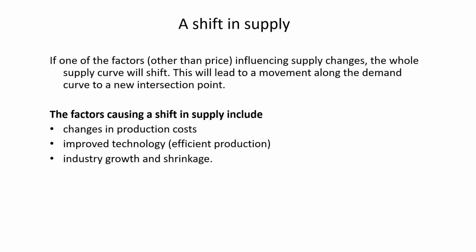And lastly, industry growth or shrinkage. Here, an example of shrinkage could be factories closing down. Maybe the factories that change the apples into apple pie, or maybe making canned apples. If they close, again, there will be a shortage of supplies of these canned foods. So that can also shift the supply. So what's going to happen?